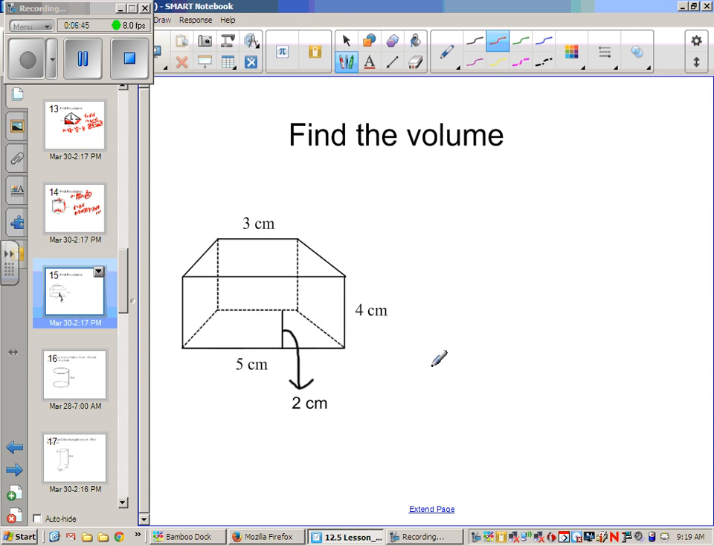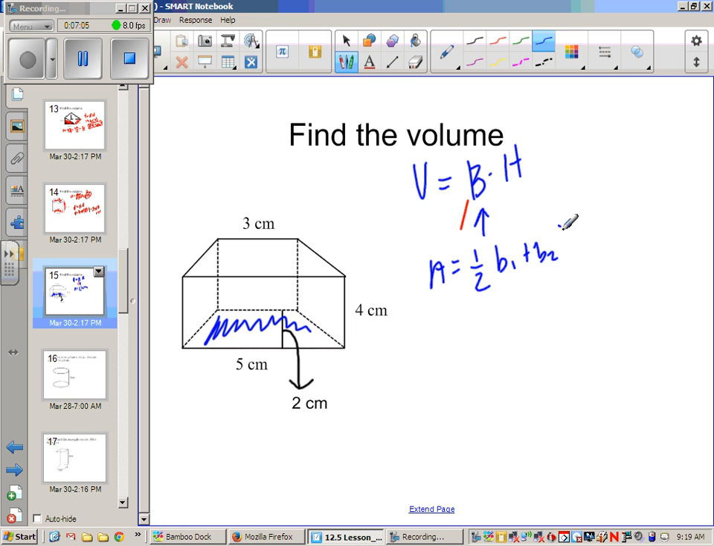First, identify your base. And remember, it doesn't always have to be sitting on it. But in this case, it looks like this trapezoid is my base. So pause it and see if you can find the volume. So volume equals base times height. My base is a trapezoid, so the area of a trapezoid is 1/2 base 1 plus base 2 times my height. So it's 1/2. My base 1 is 5, and this is my base 2 right up here.